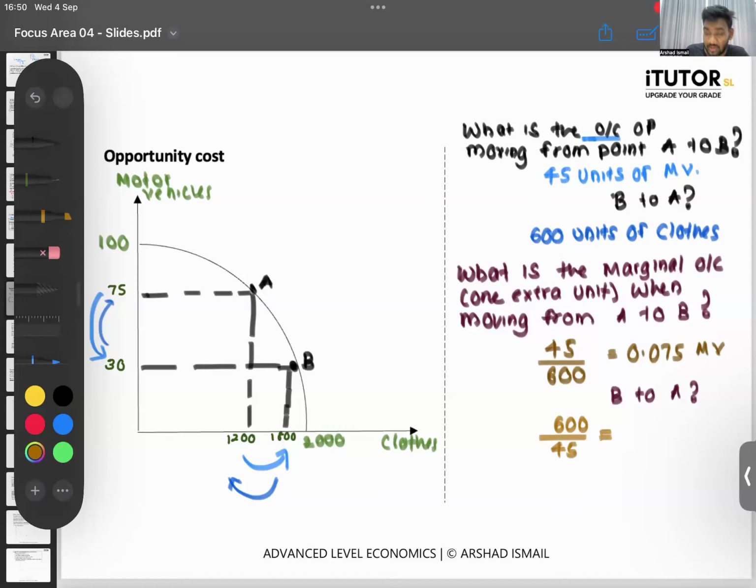Then what's your opportunity cost? 13.33. Yeah, don't worry about the numbers. My numbers here are decimal, but don't worry. 13.33 units of what? 13.33 units of. Okay. Is that clear?